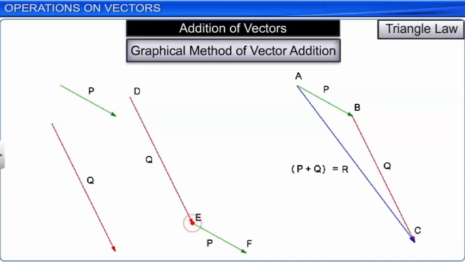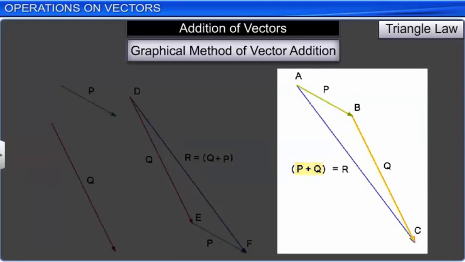Here, vector R obtained by adding P and Q is the same as obtained by adding Q and P. This vector addition is the commutative property of vectors. Vectors also obey the associative law of addition.